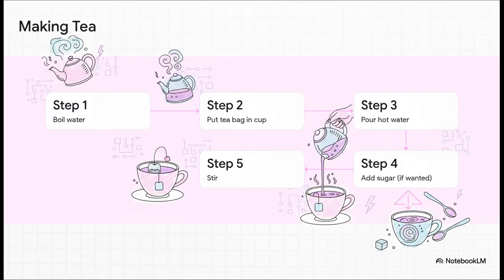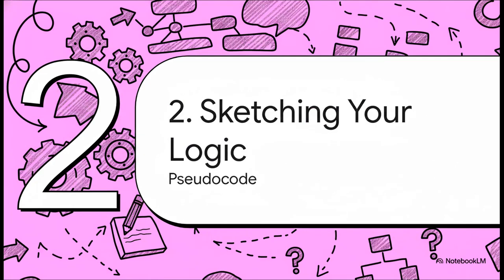I mean, just look at making a cup of tea. You follow these steps in this order every single time. You even make a little decision there in step 4 about sugar. And that right there, that clear sequence with a simple choice baked in, is the fundamental blueprint for how pretty much all software works.